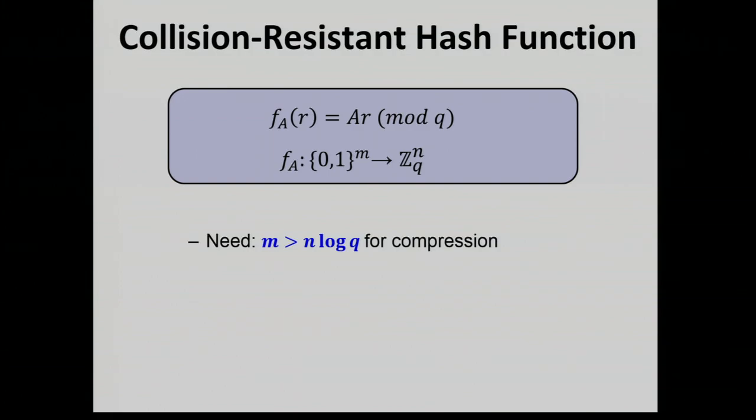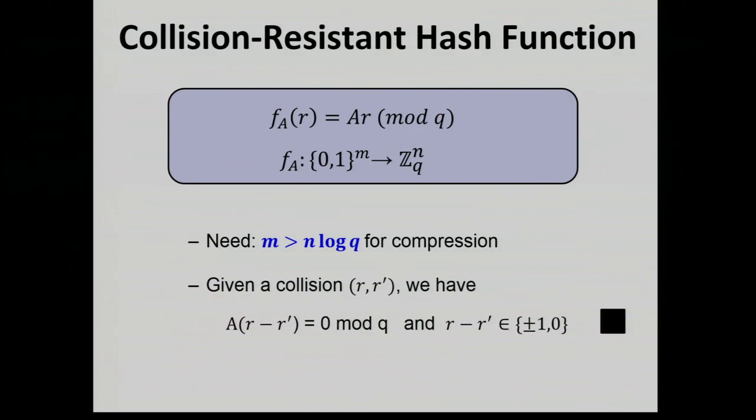And now, it turns out that this function is collision resistant. Why is that? Suppose someone can find a collision, r and r prime, such that A times r is equal to A times r prime mod q. R and r prime are both short. What is short? 0, 1 vectors, because that's how I defined my domain. Suppose this is the case.